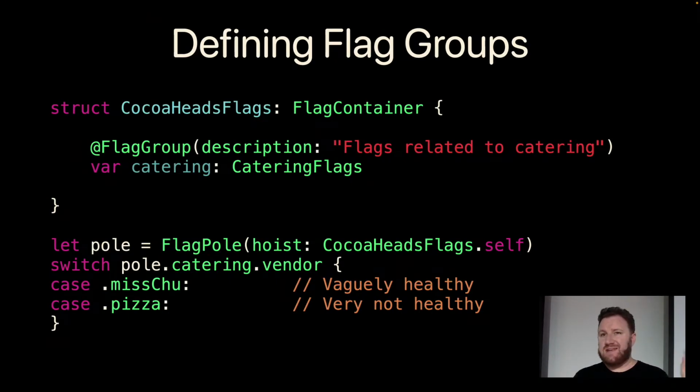It also supports nested flag containers using the @FlagGroup property wrapper, so you can structure your flag hierarchy to be whatever makes sense for you. We find in my day job that we tend to group things by feature or by capability, and then several levels deep inside that. So this one has nested flags, and then accessing them is the same way, still dynamic member lookup all the way through, just as easy.